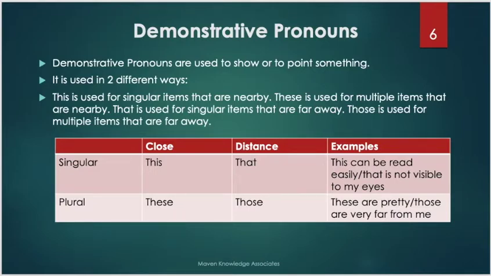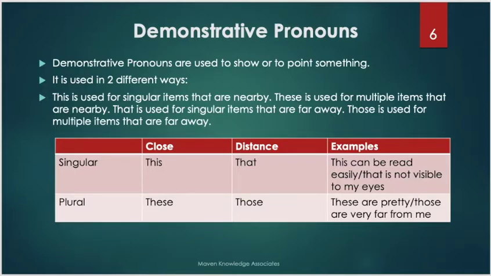And if we are talking about the distance, that can be physical and that can be metaphorical as well. So it's not that we are talking about only physical distance. We are also talking about metaphorical distance. Let's see examples. In case of singular, what are we using? This is used in case of nearby items, something which is near to us, close to us. And in case of plural, we are using these. In case of distance, far away items, we are using that. In case of plural, we are using those.